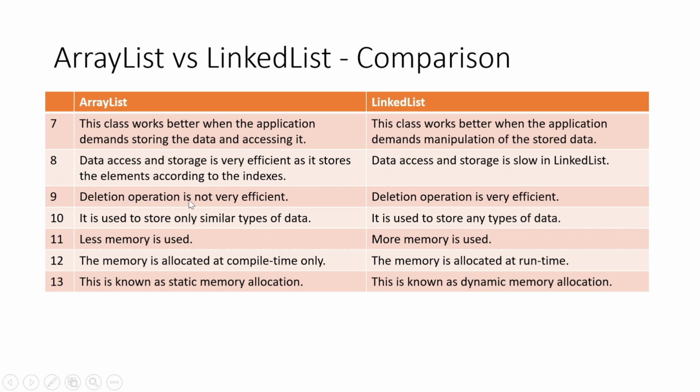Deletion operation in ArrayList is slower. Deletion operation in LinkedList is faster. In ArrayList, it is used to store only similar types of data. In LinkedList, it can be any type of data. For ArrayList, it uses less memory, and LinkedList uses more memory. The memory allocated for ArrayList is at compile time only, whereas LinkedList memory allocation is done at runtime. This is also called static memory allocation for ArrayList, and for LinkedList it is dynamic memory allocation. So these all are the differences.